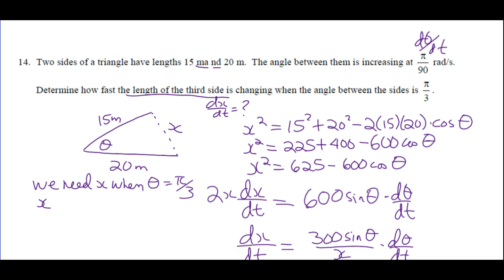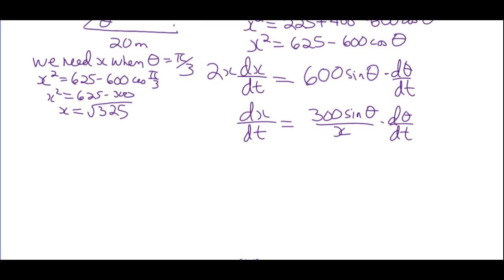So x squared is equal to 625 minus 600 cos pi over 3. Now, we did not pick that angle by accident, right? What is the cosine of pi over 3? 1/2, right? So x squared is equal to 625 minus 300, and x is equal to the square root of 325. So all we have to do now is plug in root 325 for x and pi over 3 for theta.